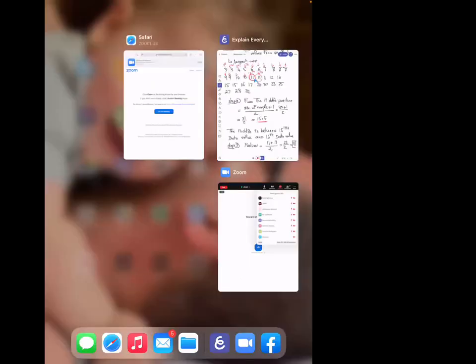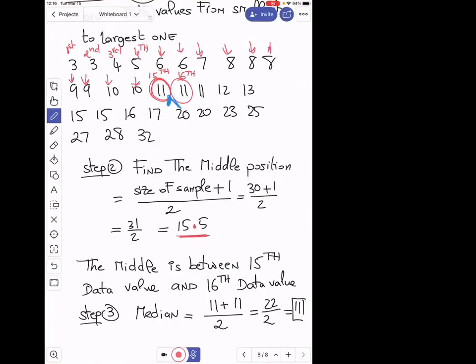Professor, see the chat. Why did you put 2 here in 11 plus 11? Why did I divide by 2? Because you need to take the average of the two numbers. Because we have two numbers, you need to take the average. That will be the number between the two numbers. I have 11 and 11, so the number between 11 and 11, of course, would be 11.